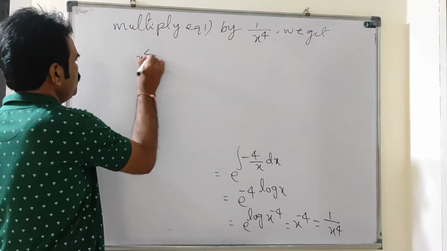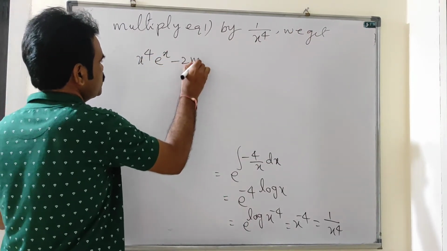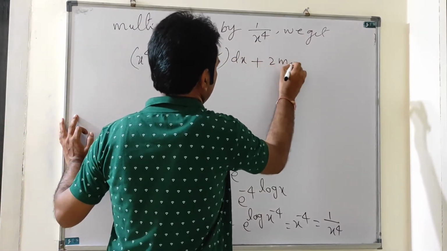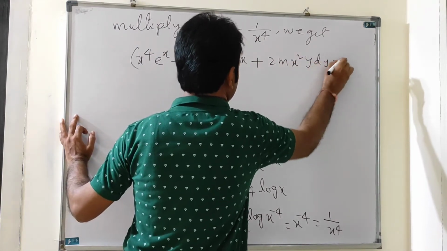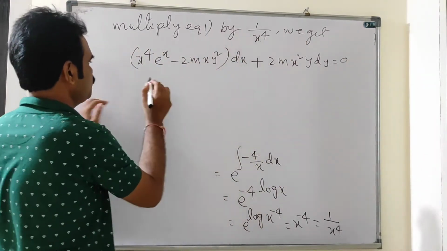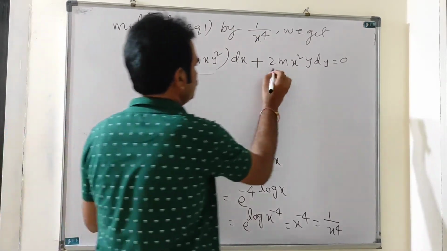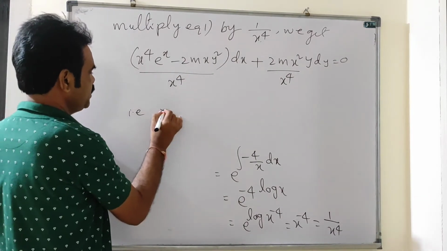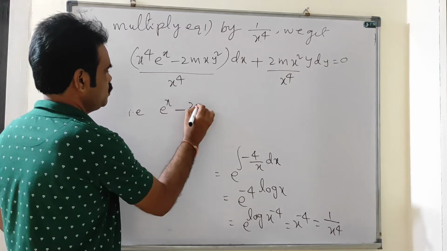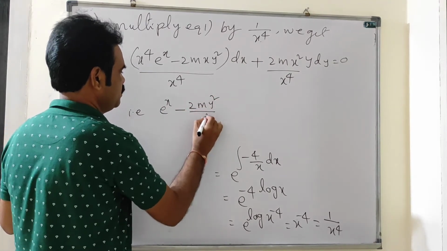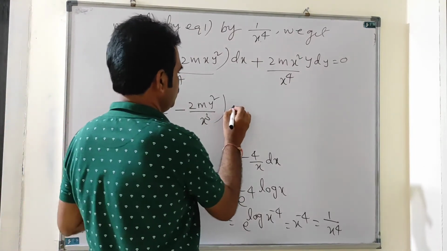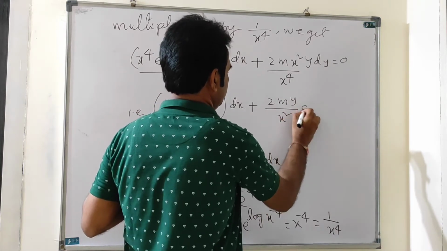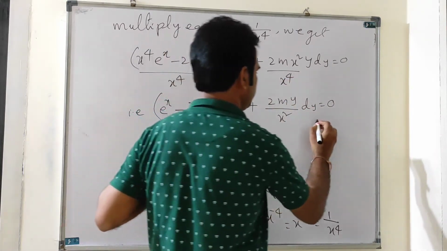The given equation is (x power 4 e power x minus 2m x y square) dx plus 2m x square y dy equal to 0. Multiplying this equation by 1 by x power 4, and dividing by x power 4, the x power 4 cancels in the first term, giving (e power x minus 2m y square by x cube) dx plus 2m y by x square dy is equal to 0. Let it be equation 2.